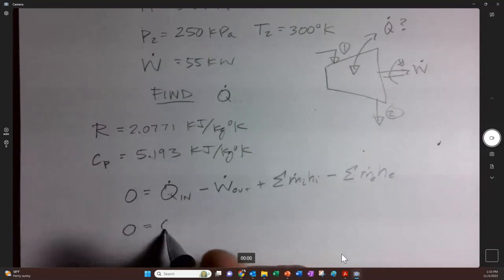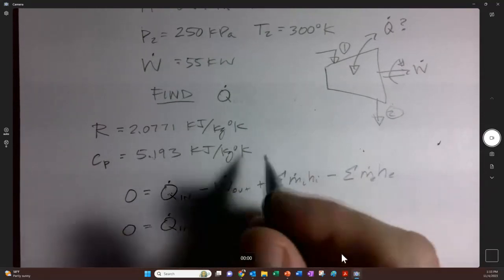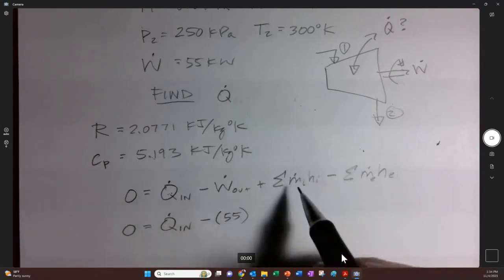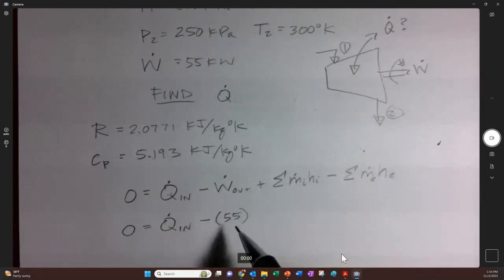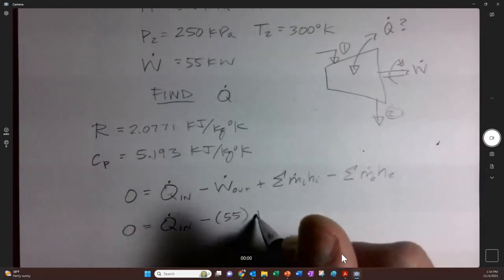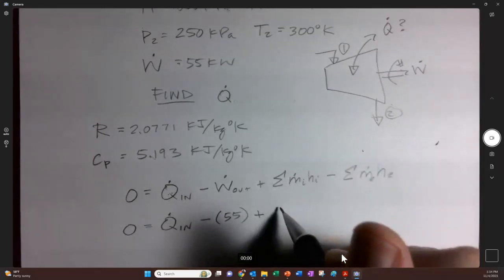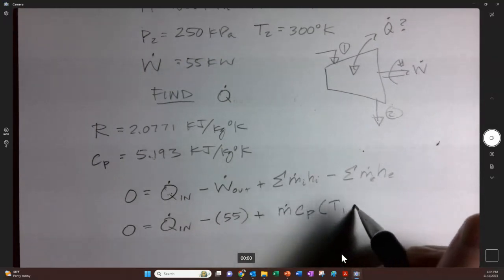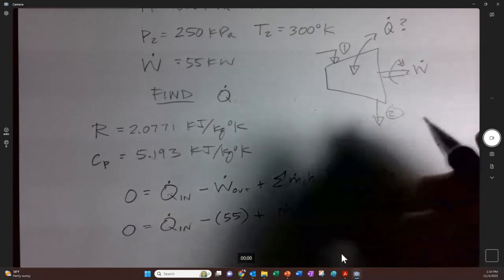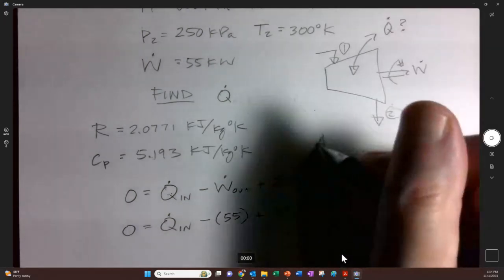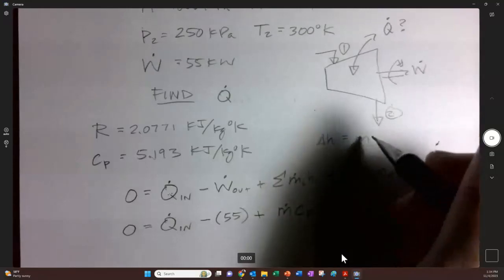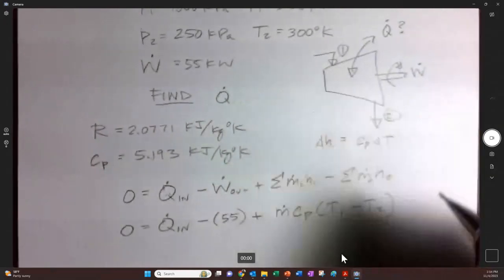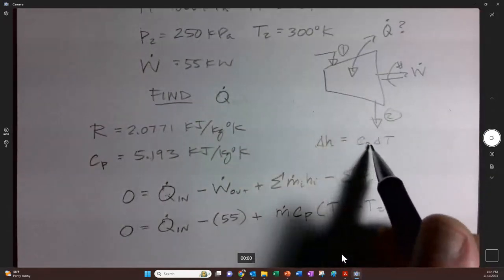So we're going to go equals, here's our Q dot in, minus, they told us it was 55. And when we multiply this m dot times this h, we are going to get kilowatts, so we're okay with that. And so we're going to go m dot cp T1 minus T2, right? Because we could say that delta H is equal to m dot Cp delta T when it comes to ideal gases.